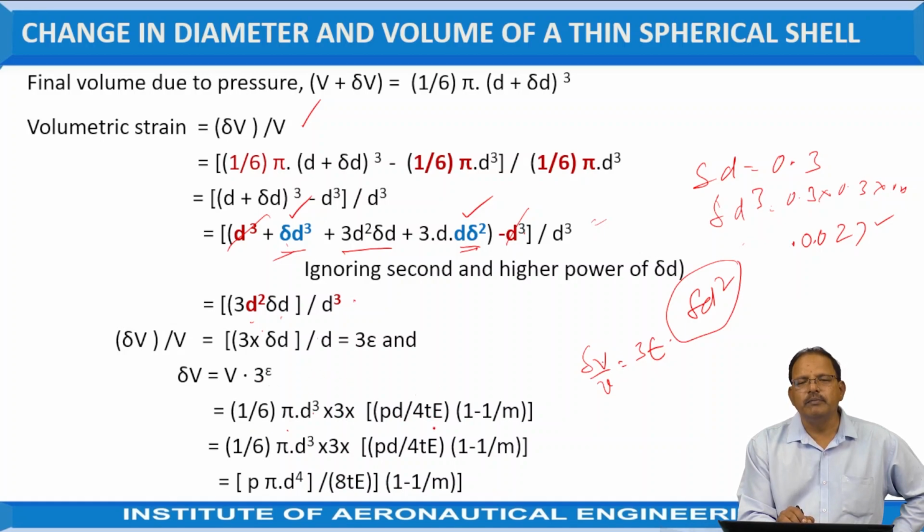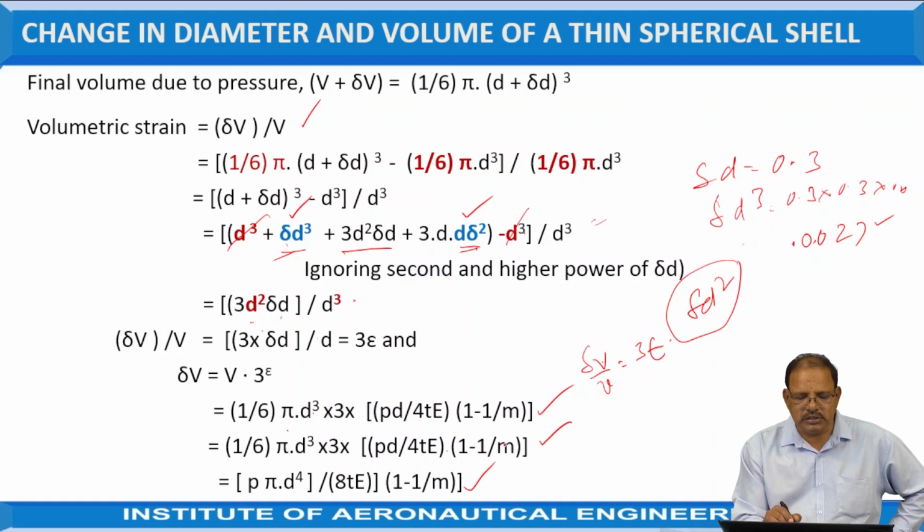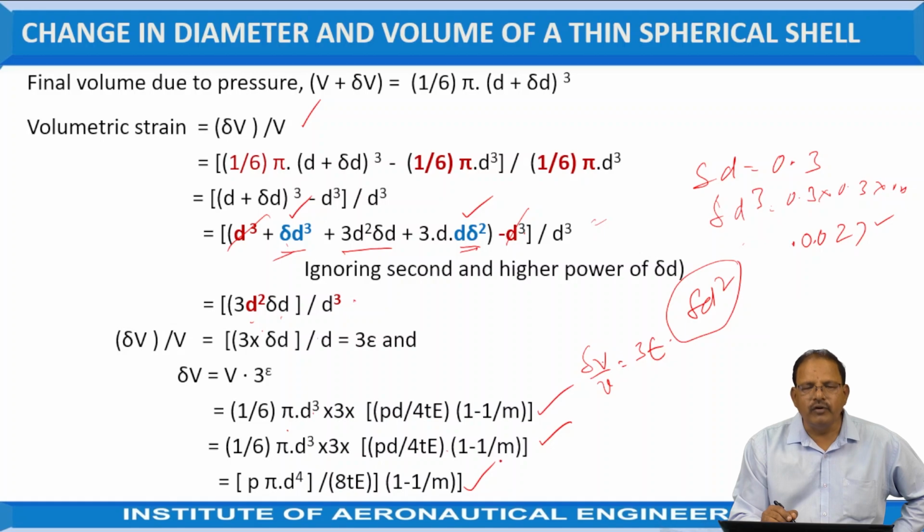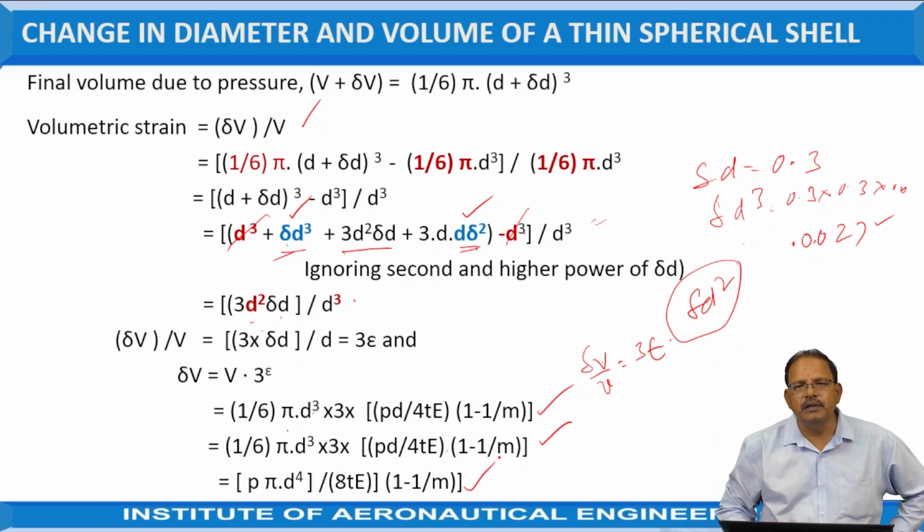Epsilon is equal to PD divided by 4TE into (1 minus 1 by m). On substituting these values, 1 by 6 pi d cubed into 3 into these values, and simplifying the powers of d, it can be written as rho into pi into d to the power of 4 divided by 8TE into (1 minus 1 by m). This is the change in volume of the spherical shell when it is subjected to an internal pressure P, as shown in the figure.